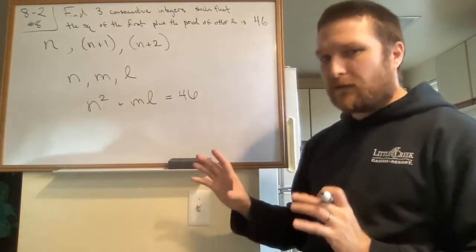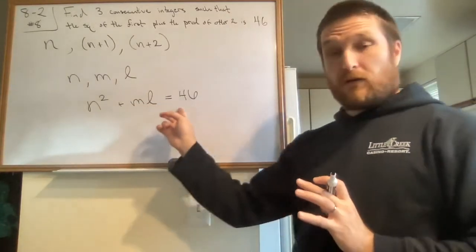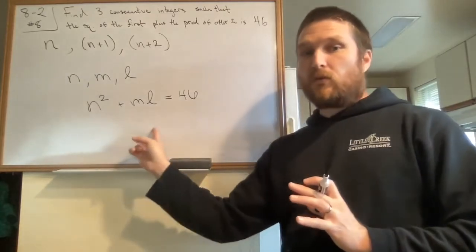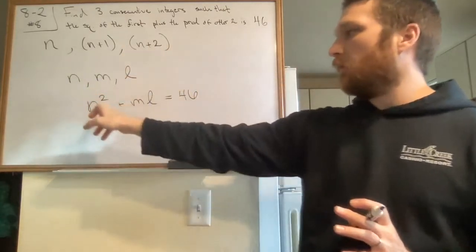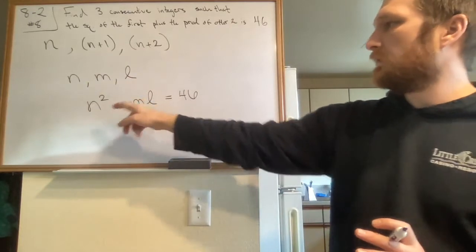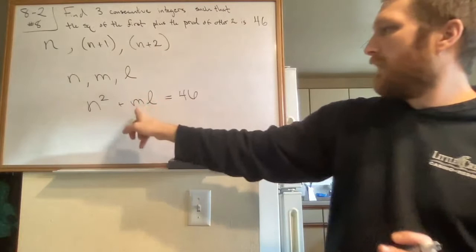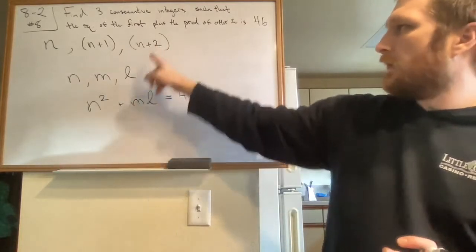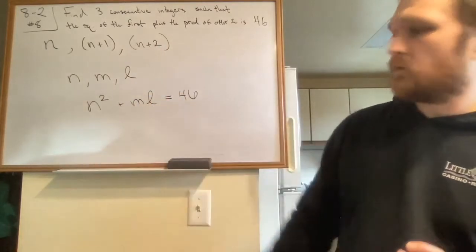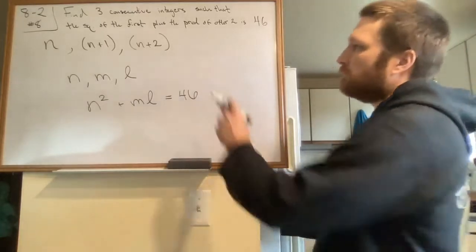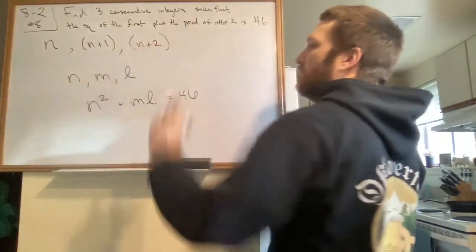So the whole idea is, yes, this is what we're going to do exactly, but we're just going to relate them all together by saying, well, hold up, m is the next one. So we could write that as n plus 1. And that is the one right after that. So we could write l as n plus 2. So let's go ahead and do that, right? So these are my 3 consecutive integers.